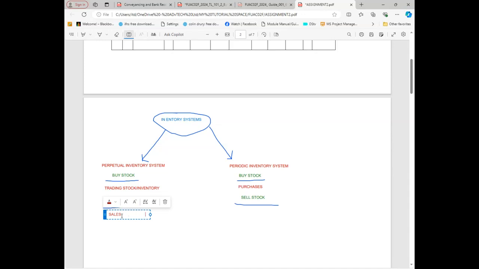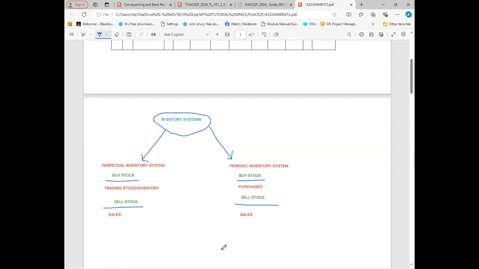What about the other side? If we are selling stock, still there are no changes. We still say we made what? Sales. So at the same time, I'm showing you the differences and the similarities. Can you see, when it comes to sales, it doesn't matter which system you are using? They both come down to sales.